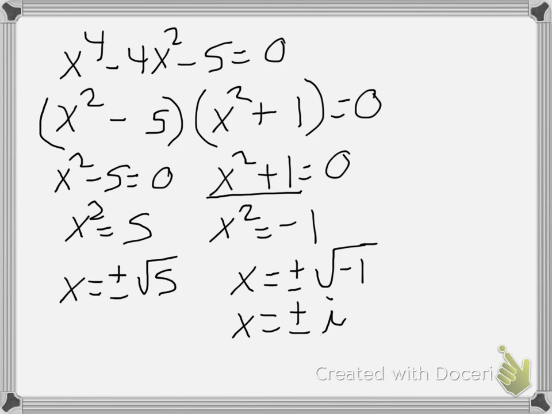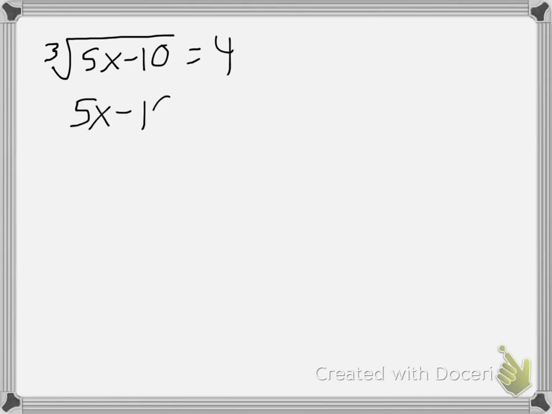All right, 2 more that you were asked for. Number 19. You have the cube root of 5x minus 10 is equal to 4. Okay, well, how do you get rid of a cube root? You cube it. So if I bring this to the third power, it becomes 5x minus 10. And then I have to do the same thing to the right-hand side. So what's 4 to the third power? Well, 4 times 4 is 16. 16 times 4 is 64.